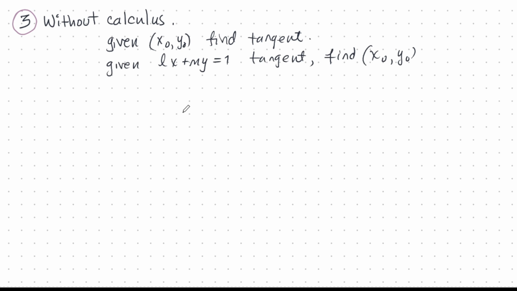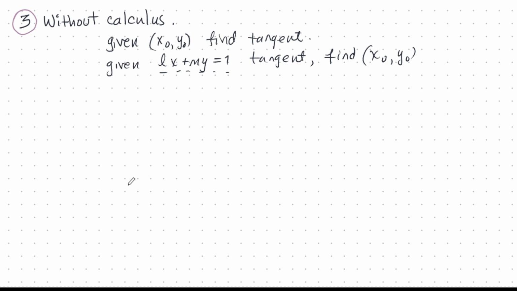Believe it or not, it's possible to do all that without calculus, with just plain old algebra. We can find the tangent given an (x0, y0) point on the ellipse, but we can also do it the other way around: given that this is a tangent line, find the point that it's tangent on. Well, we can solve both of these using just algebra.